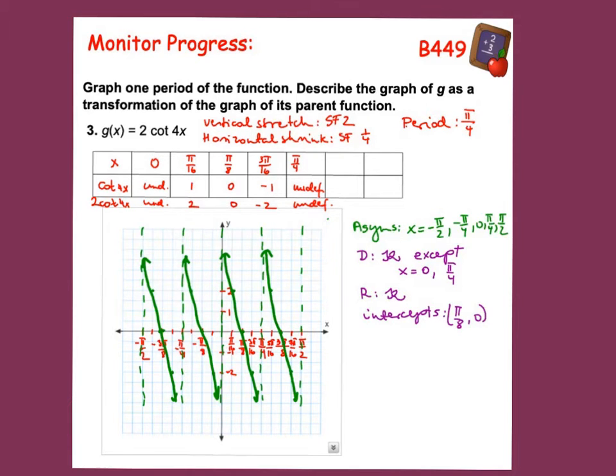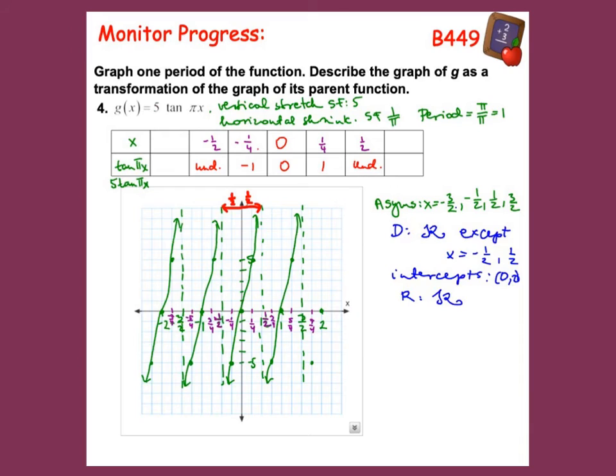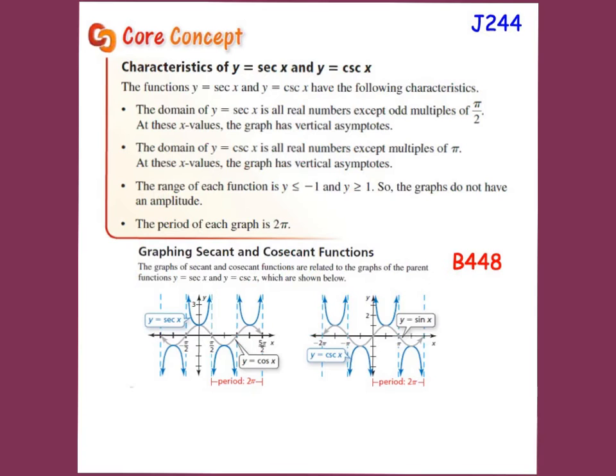Although on this graph you can see that it kind of looks like they're lines, they are still curves. So please don't forget that tangent and cotangent graphs are curves. Similarly, on this one, the tangent graphs are curves. However, they appear to be almost lines because there is a vertical stretch of 5. So please make sure that these are curves and they are going to be graphed between those asymptotes.